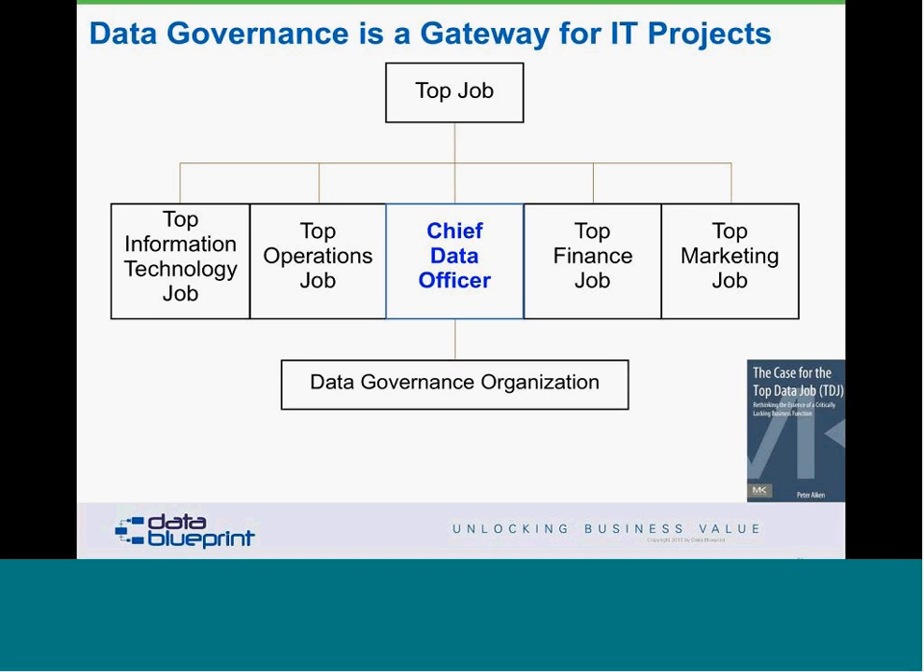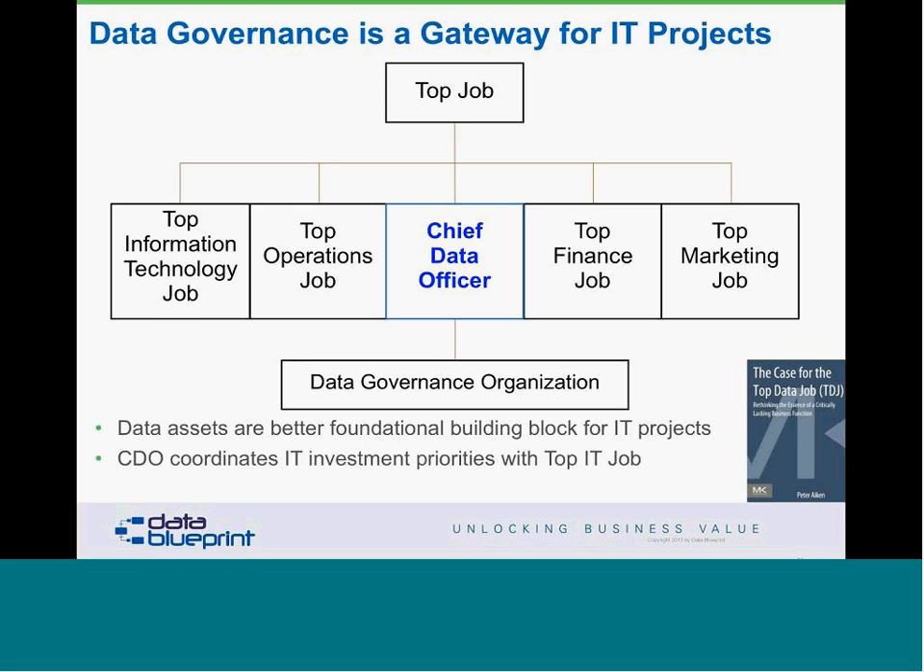Now, the reason this is important is because the chief data officer runs the data governance organization and takes these data assets and says these are foundational building blocks for IT projects. The CDO then coordinates these IT investments with the top IT job, and determines when IT projects are ready to go. The more you separate these functions, the faster your IT projects will go.